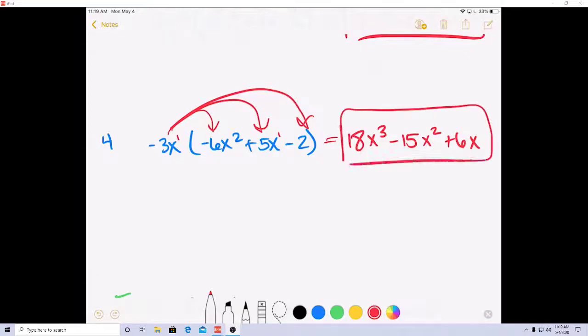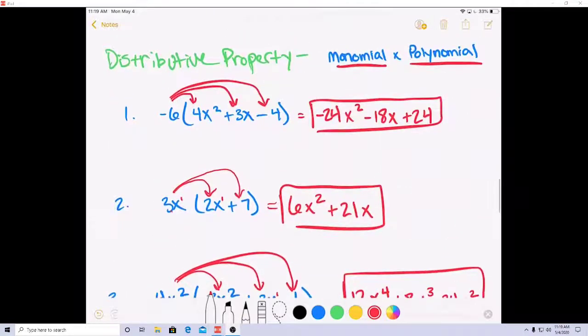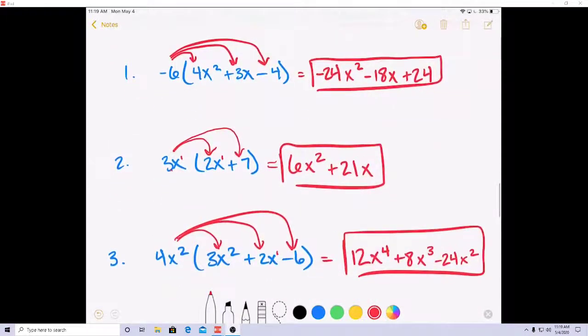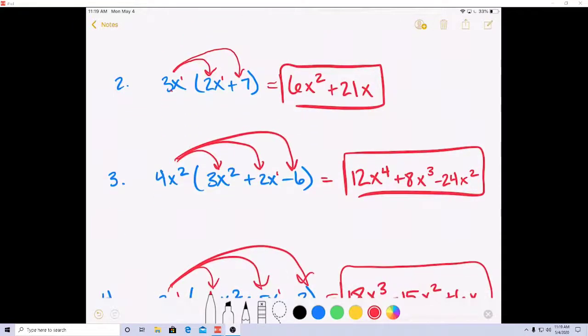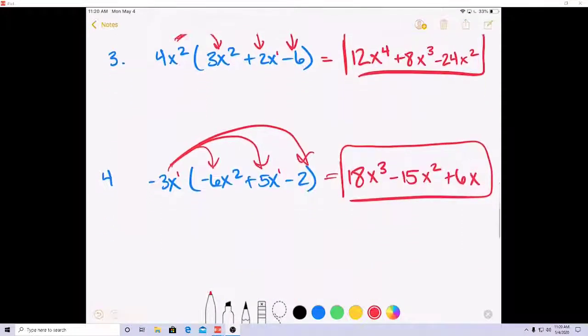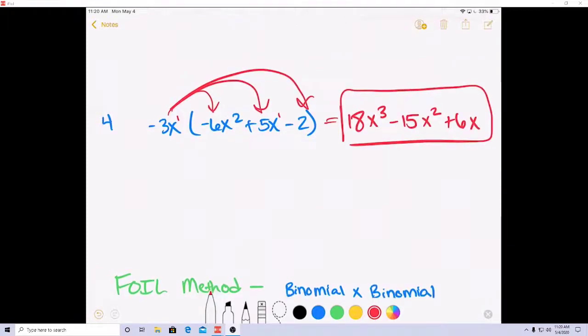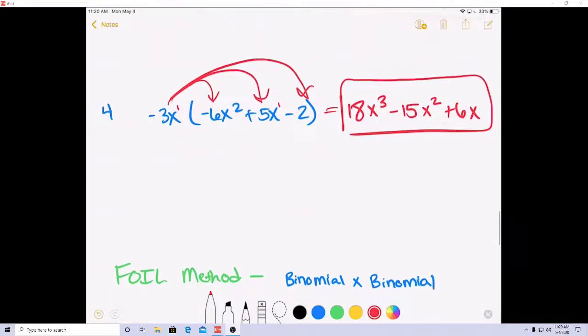So that is our answer, and that's how you do the distributive property. Okay, and you're going to do that when it's a monomial, one single term in front of parentheses. You're going to distribute it into each term, remembering to add exponents when you multiply.